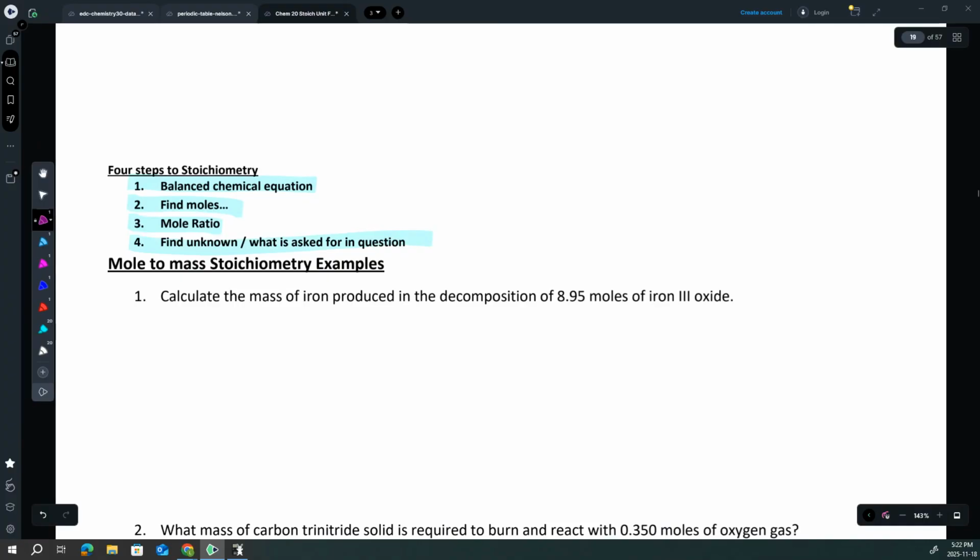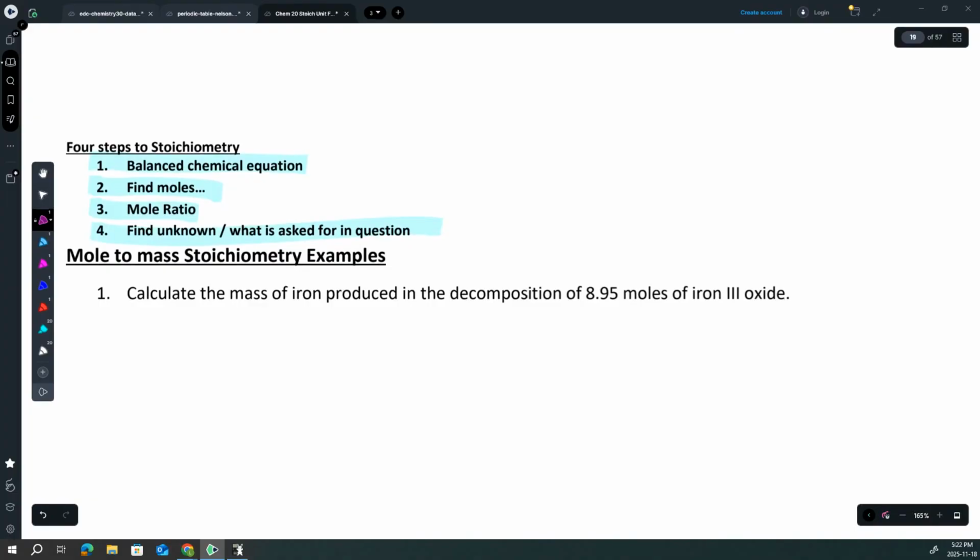Okay, so for this first example, we're asked to calculate the mass of iron produced in the decomposition of 8.95 moles of iron 3 oxide. So step 1, let's work on our balanced chemical equation. So we're told that we have a mass of iron produced. So iron, that's going to be one of our products.